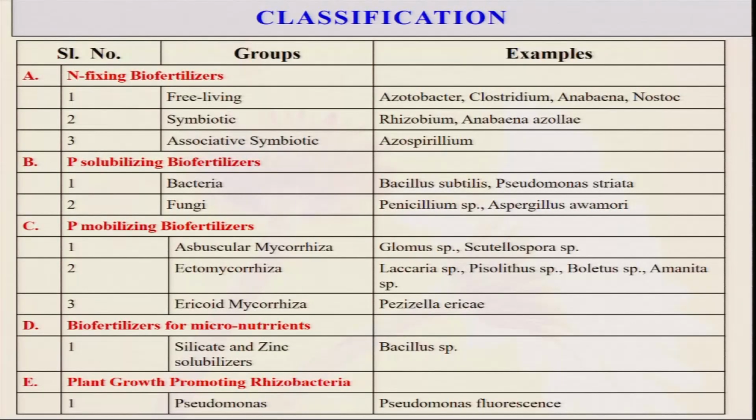Now, the classification of nitrogen fixing biofertilizers. One is free living, meaning they can live freely in the soil and there is no need of association with plants. This is Azotobacter, Clostridium. Similarly, one is associative, Azospirillum. They need some association with plants, but there is no synergism. While in the case of symbiotic, Rhizobium and Anabaena azollae, there is a symbiosis. Symbiosis means when two plant species or two microbes grow together and also help each other.